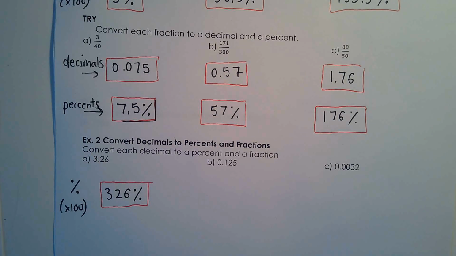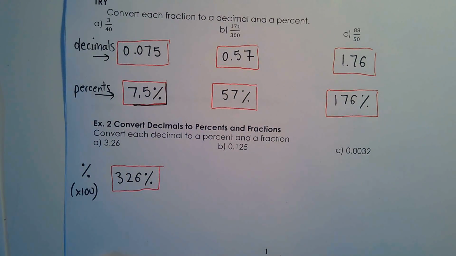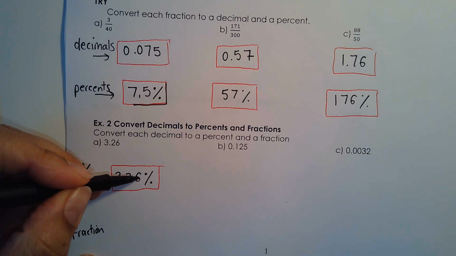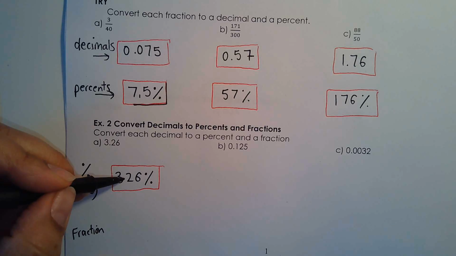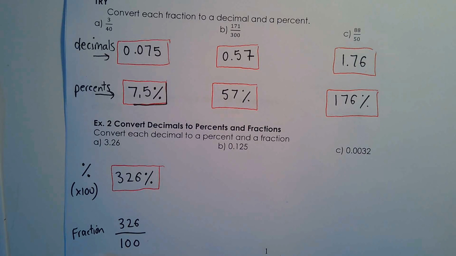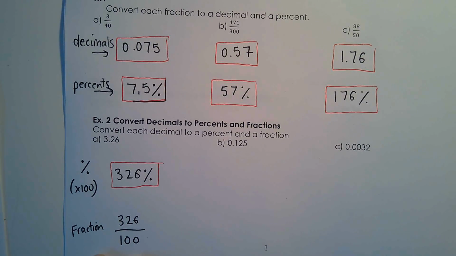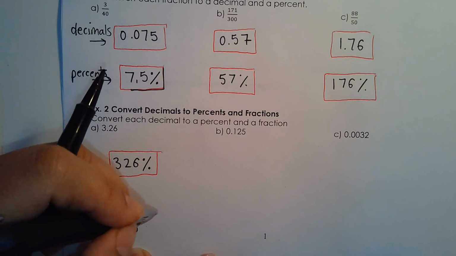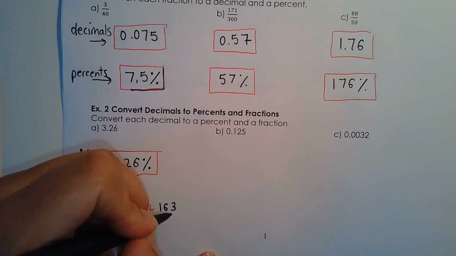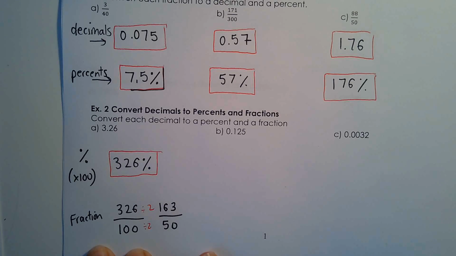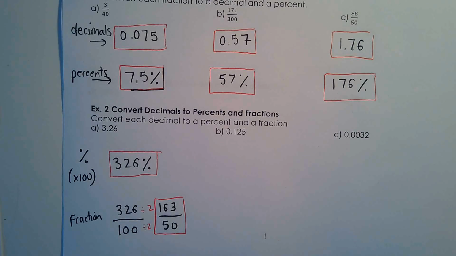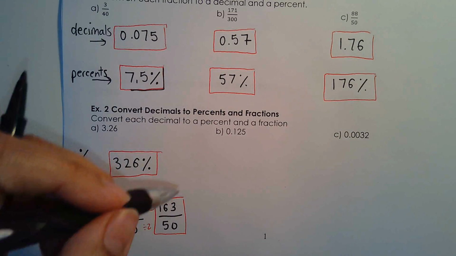Okay, and then we want to turn that percentage into a fraction. When we're dealing with percents, what it really means is we have, for example, 326 over 100. So there's our fraction, and you need to make sure that you put it into lowest terms. So we can divide both of them by 2, and we end up with 163 over 50 as our final answer. So 326 over 100 is correct, but it's not in lowest terms.